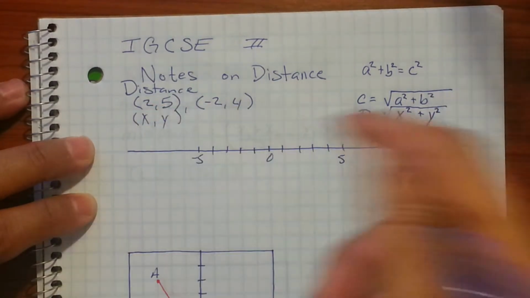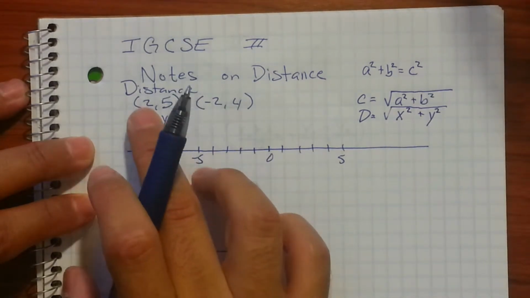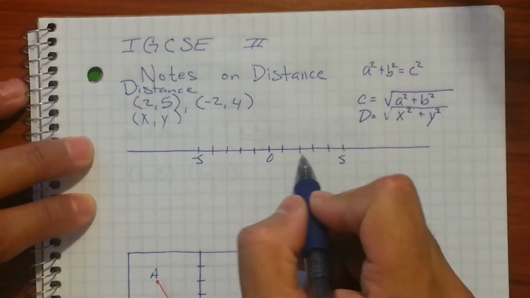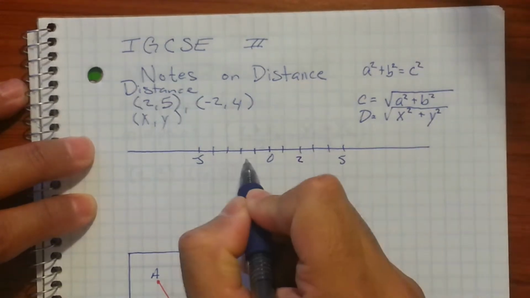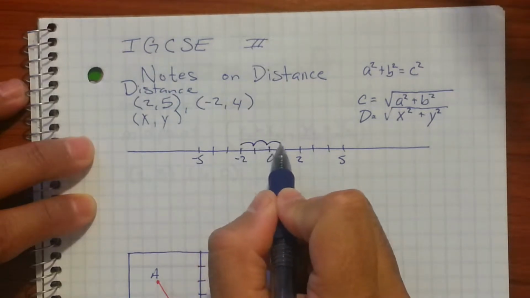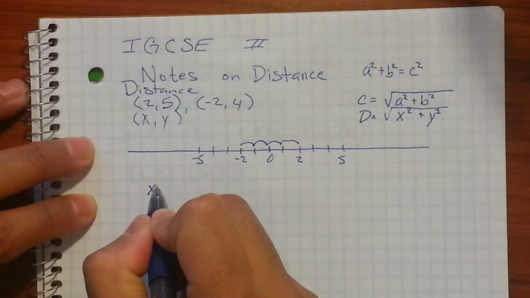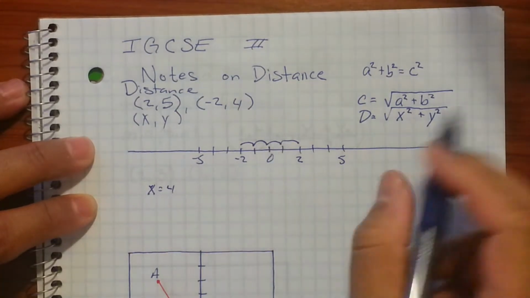So first thing I'm going to do is my x's. Let's take a look at my x's. I have 2 and negative 2. So here is positive 2, here is negative 2. Now let's count. 1, 2, 3, 4. So my x value equals 4.